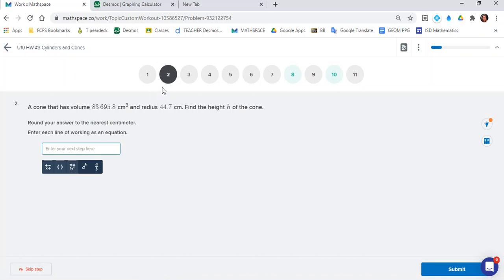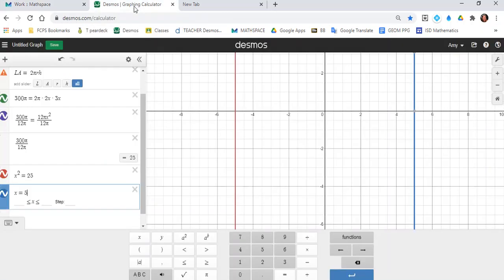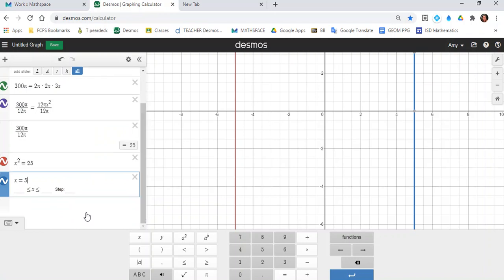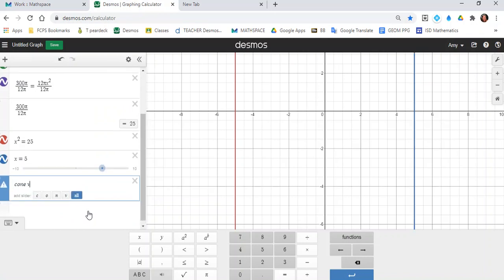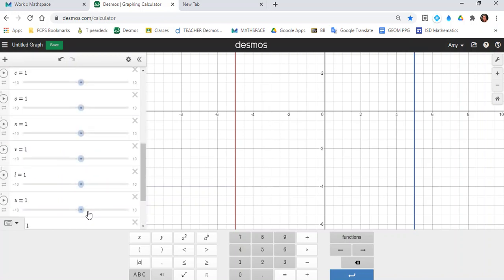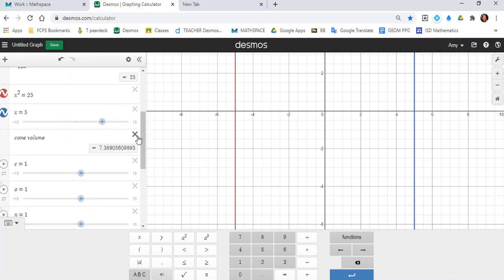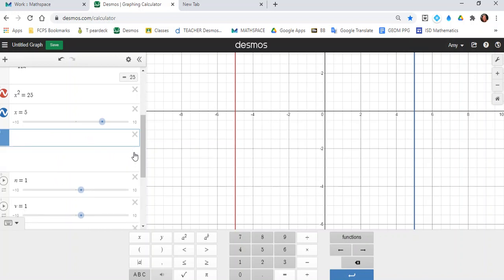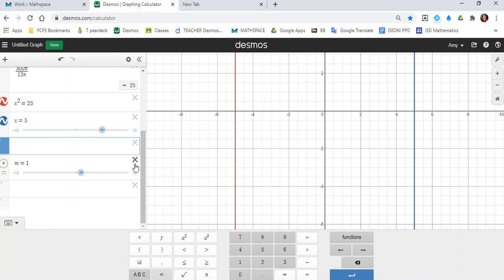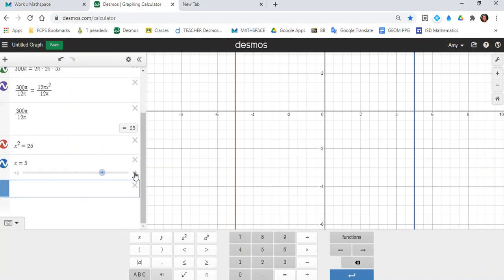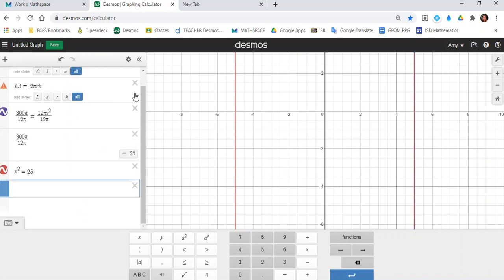Cone volume. Okay, these numbers are big, but they're not hard. I'm going to take this number, 83,695. Actually, I'm going to go to my cone, down here, and look for my cone volume. I don't need all those things, so I'm not going to put it in because it's giving me all these crazy things. I'm going to get rid of all this stuff because I don't need it now.